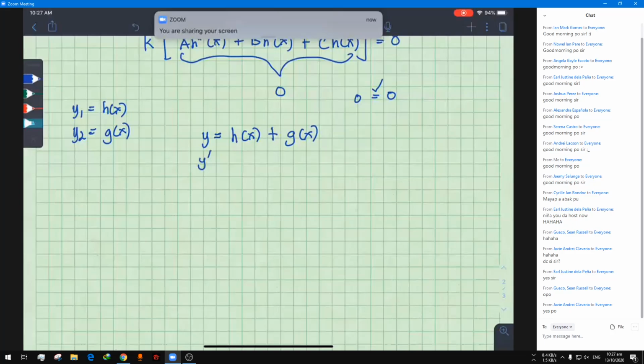Okay, going back. So y prime of x is h prime of x plus g prime of x. Then y double prime would be equal to h double prime of x plus g double prime of x.